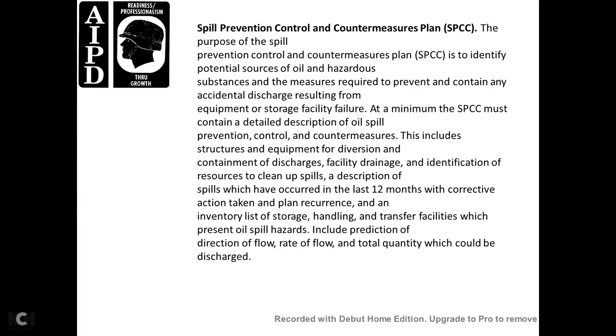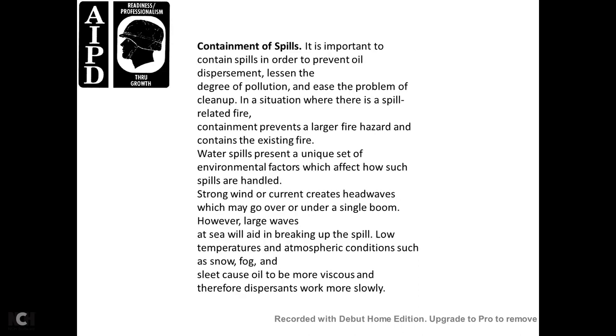The plan includes structures and equipment for diversion and containment of discharge, facility drainage, and the identification of restoration and cleanup of spills, with a description of any spill which occurred within at least the last 12 months, and the corrective action taken to prevent recurrence. It also includes any other environmental listing of storage, handling, and transfer facilities of oil spill hazards, including the prediction, direction of flow, rate of flow, and total quantity which could be discharged. Contaminated spill.